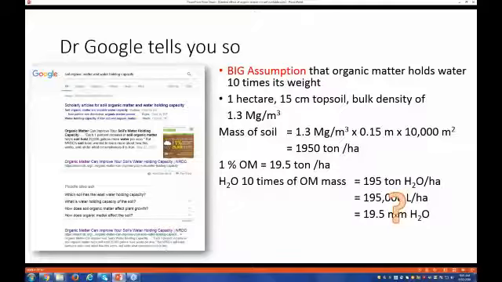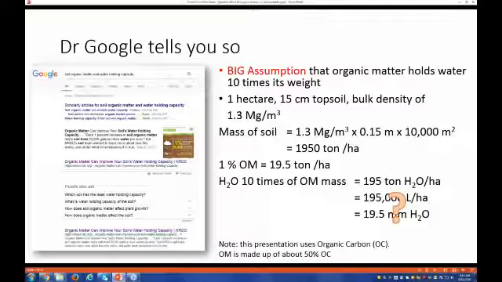But all of this number is based on a big assumption that organic matter can hold 10 times of its mass, of its weight. So that's a very big assumption, and if you look through it, there's no evidence that this comes from any research or any experiments. It's just based on this assumption. So we want to look further into whether this number is really realistic or not.